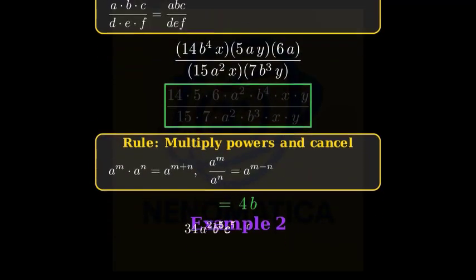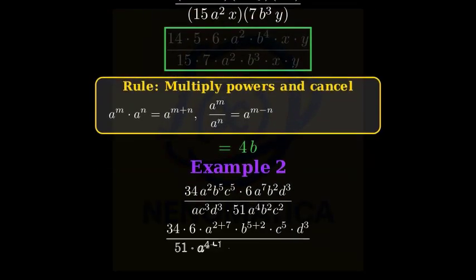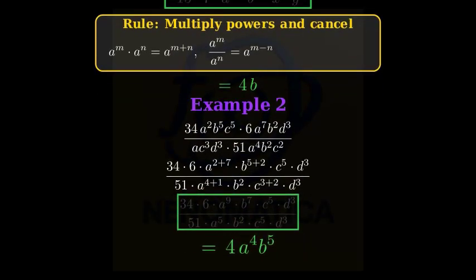Now example 2. We will combine powers in the numerator and denominator first, then cancel common factors and simplify the constants. Step 1. Combine like bases by adding exponents in the numerator and in the denominator. Here, a to the 2 times a to the 7 becomes a to the 9, and so on. Step 2. Cancel c to the 5 and d to the 3 because they appear on top and bottom. Then simplify the constants. 34 times 6 over 51 reduces to 4. Finally, subtract exponents for a and b. We get a to the 4 and b to the 5.